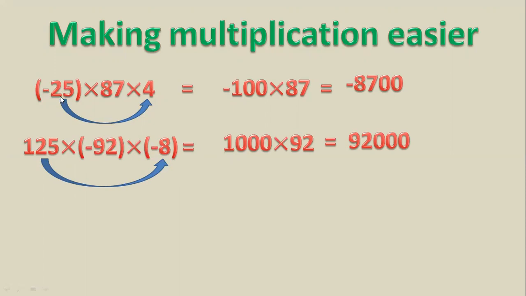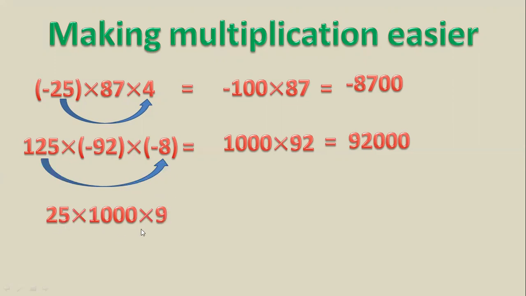This can be done only when 25 and 4 come together and when 125 and 8 come together. Or with two numbers while multiplying, if you are getting zeros at the end, that should be done first, then multiply with the remaining numbers. So 25 into 1000 into 9.